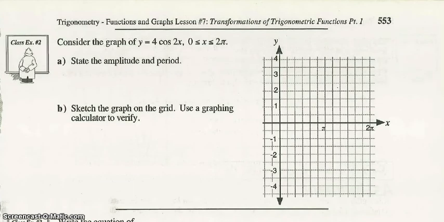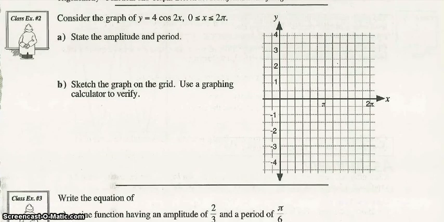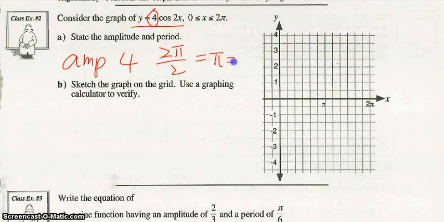Okay, let's make some graphs. Let's graph the following. I have a cosine graph. The amplitude is 4 because amplitude is A. The period is 2 pi over B, which is pi. So that will be your period.